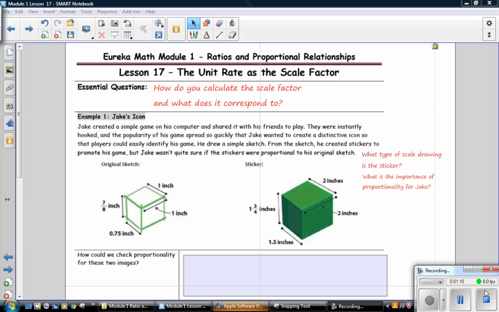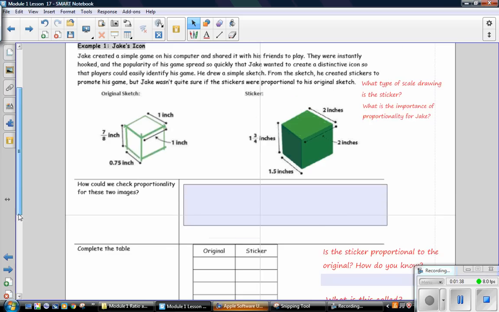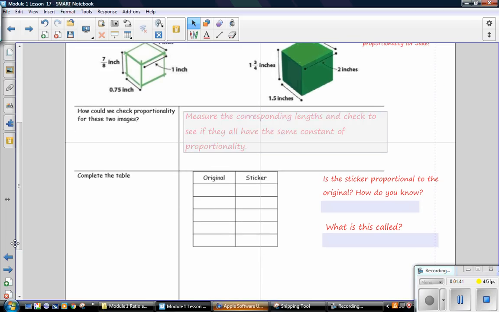What type of scale drawing is the sticker? Is it an enlargement, or is it a reduction? Since it is bigger, it is an enlargement. What is the importance of proportionality for Jake? If the image is not proportional, it looks less professional. The image on the sticker will be distorted if it is not proportional. How could we check the proportionality for the two images? You measure the corresponding lengths and check to see if they all have the same constant of proportionality.